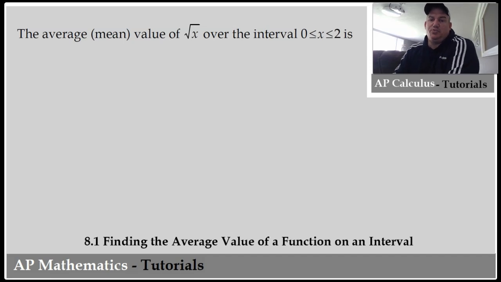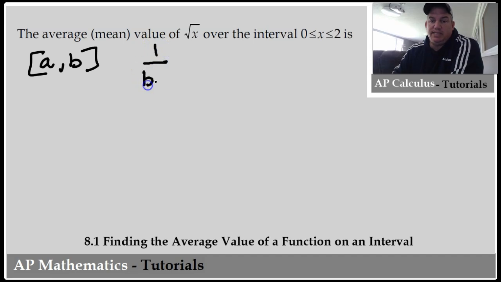Hello, calculus students. We're here in section 8.1, finding the average value of a function on an interval. Before we proceed, let's recall that the average value of a function on the interval a to b can be written as 1 over b minus a, so that would be the width of the interval that we're going to be dividing by, multiplied by the integral from a to b of f of x dx.